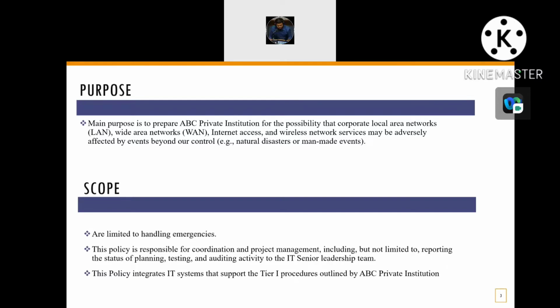The scope of this area is limited to handling emergencies. This policy is responsible for coordination and project management, including reporting the status of planning, testing, and auditing activity to the IT senior leadership team. This policy integrates IT systems that support the Tier 1 procedure outlined by ABC private institution.